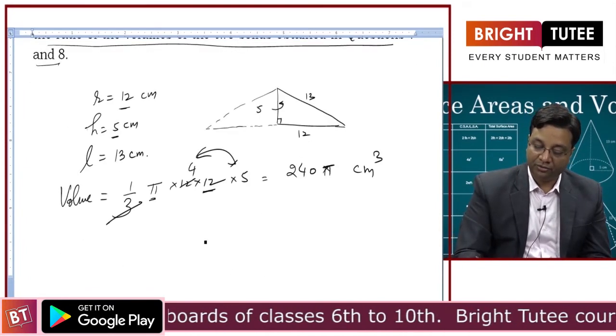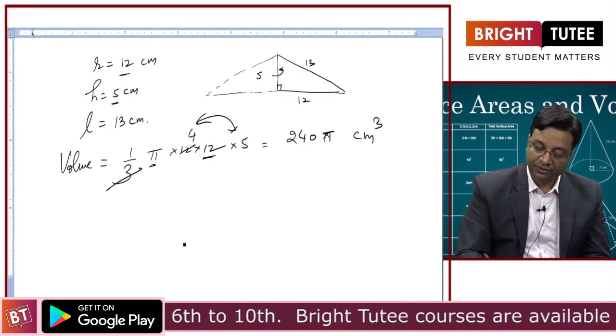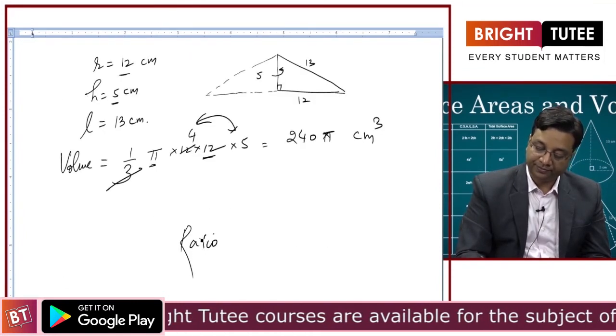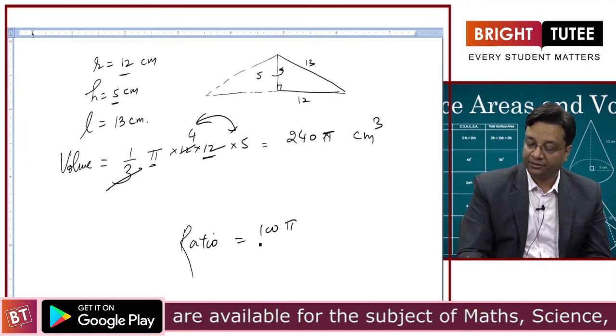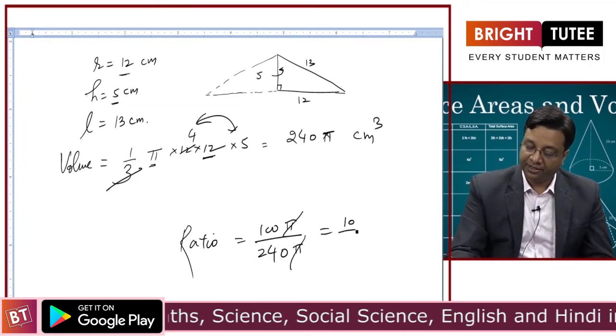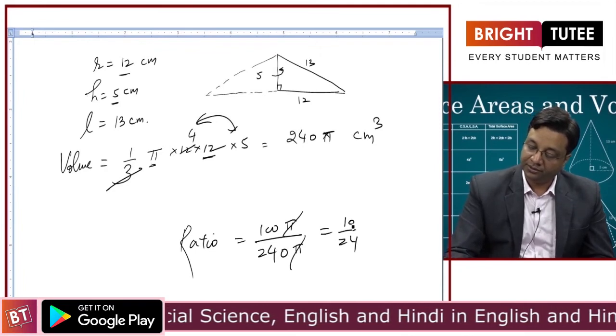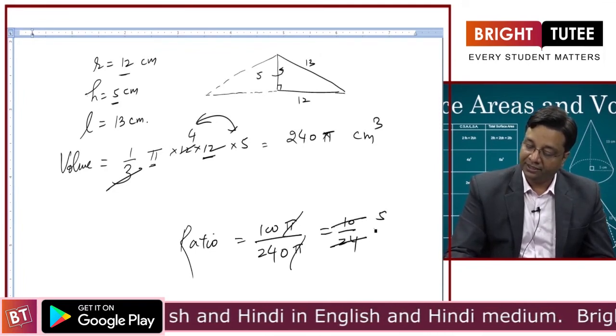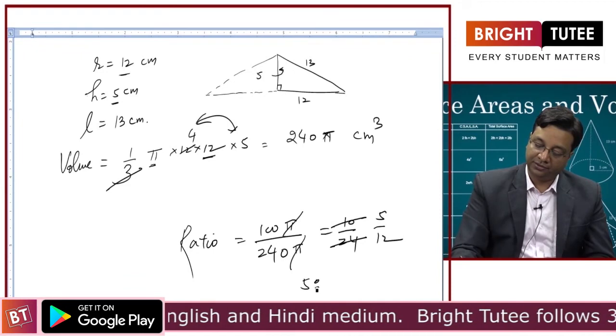So, if we compare the volumes, the ratio will be 100 pi divided by 240 pi, so pi will be cancelled, 10 by 24, so 5 by 12, so the ratio is 5 is to 12.